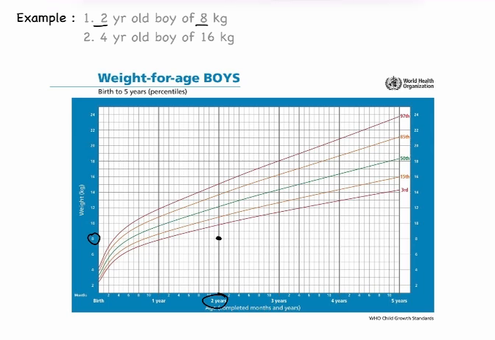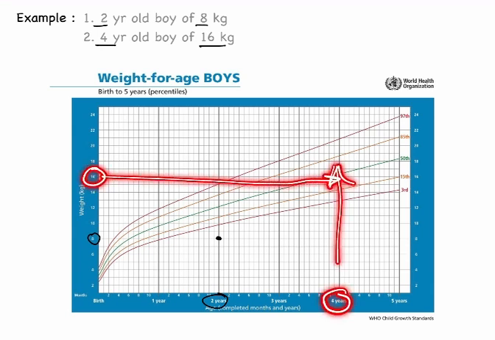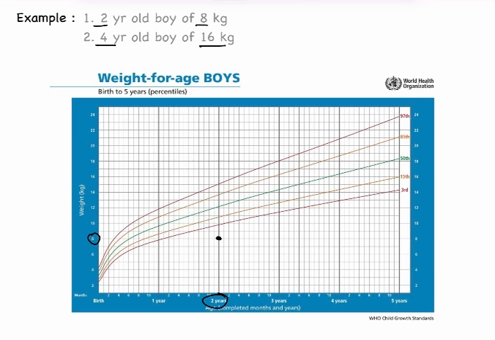In second scenario, 4-year-old baby of 16 kgs. So we have to plot at 4 years and 16 kgs. In this case, the child lies between third and 97th centile. So this child is normal. The first child is underweight. In this way, we have to plot in the growth charts.